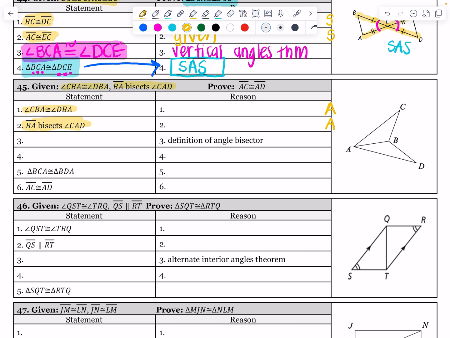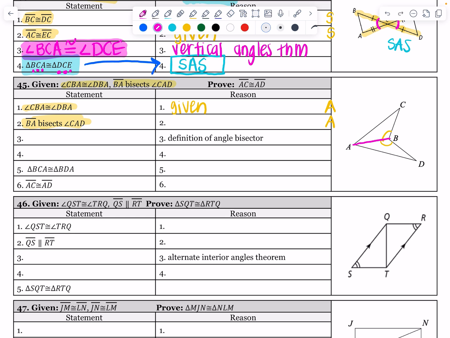CBA is congruent to DBA. That's a given. Well, unfortunately, that's not in my picture, so I'm going to have to go mark that. CBA is going to be congruent to DBA. So I'm going to add a single arc on both of those. Those are congruent. Then it says that BA, this segment, bisects angle CAD. Well, where is angle CAD? Angle CAD is right here. Oh gosh. C to A to D is right here. And so if it bisects it, that means it's going to cut it in half. So I get to add tick marks right there. It bisects that, so that angle gets cut in half.